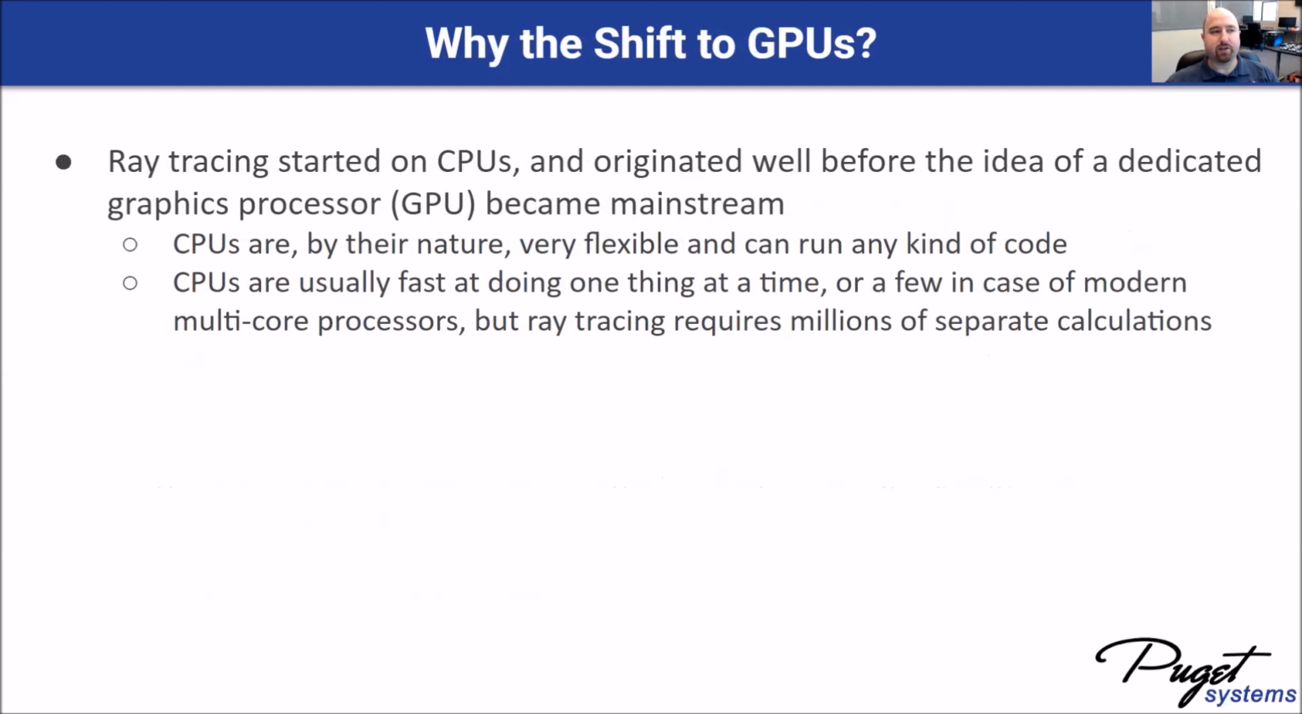Ray tracing started out on CPUs decades ago, and way before the idea of even a dedicated graphics processor, which is what a GPU is. CPUs, by their very nature, are very flexible. They can run any kind of code, and they're usually fast at doing one or two things at a time. Modern multi-core processors can handle a few, but ray tracing, because of what it's doing, requires millions of separate calculations.